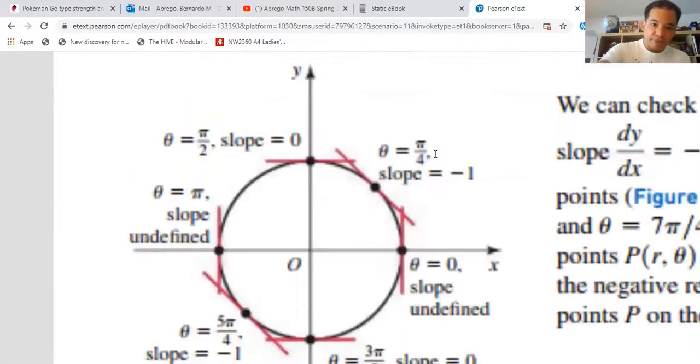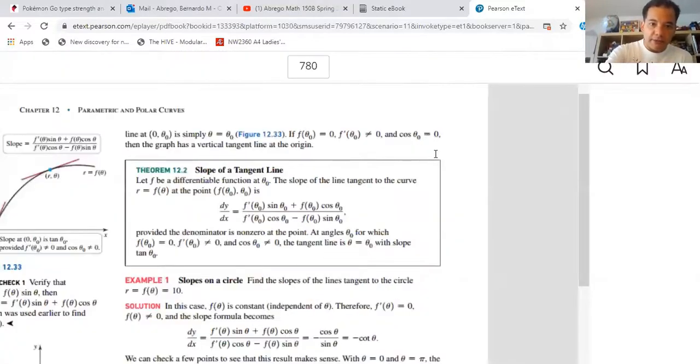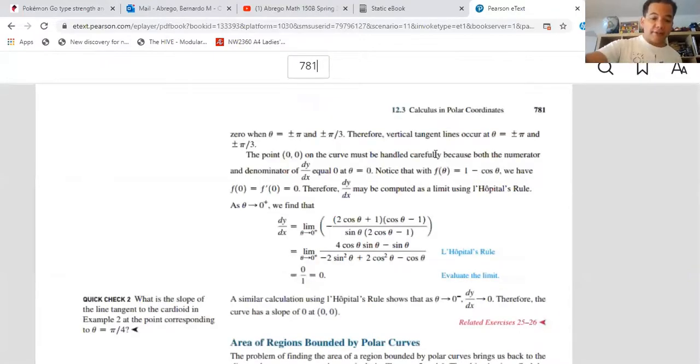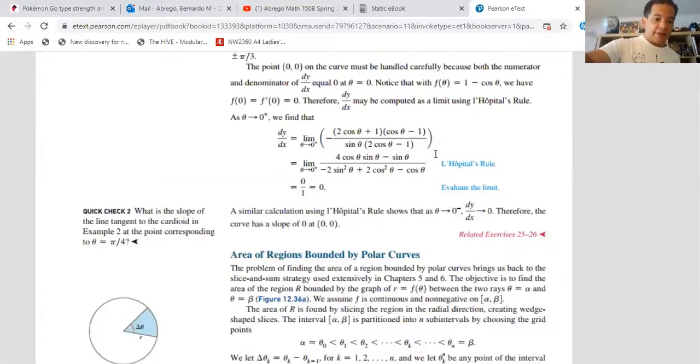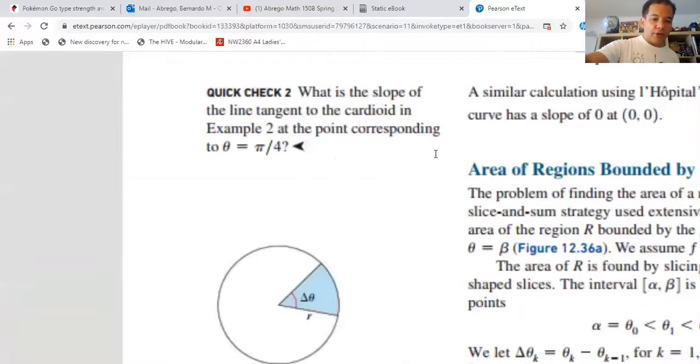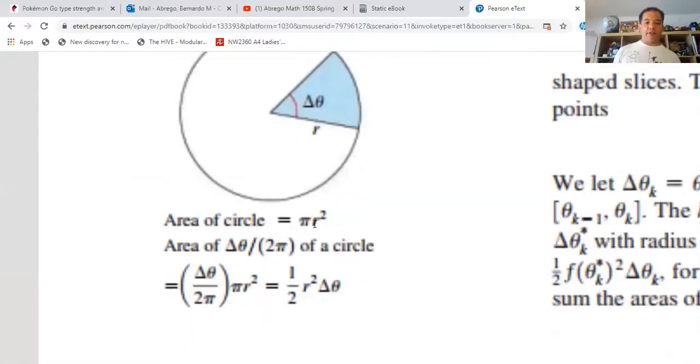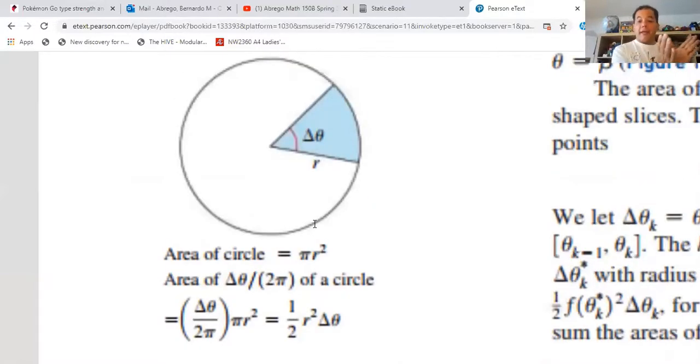Look, so we need the next page, I believe. So page 781, and it has the appropriate diagram. So the idea will be the thing we usually do. We're gonna slice and dice, right? And the main important notion that we need is this one: how we can get the area of a slice of pizza, right? What is the area of a slice of pizza, like you see right there on the screen?